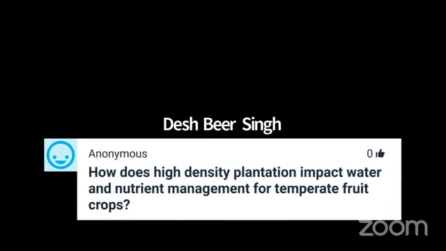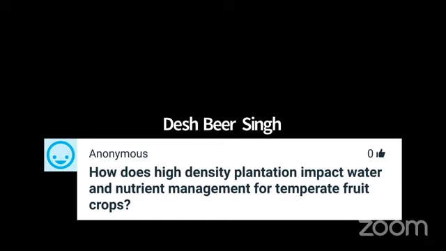Okay. And how does high density plantation impact water and nutrient management for temperate fruit crops? Yeah, it is a very important question. In the case of high density plantation, we have to go for careful water management because we are using M9 rootstocks, which have a very small root zone as compared to seedlings. So we have to give regular drip irrigation, but we cannot give excess water, nor too little. So that is one thing.